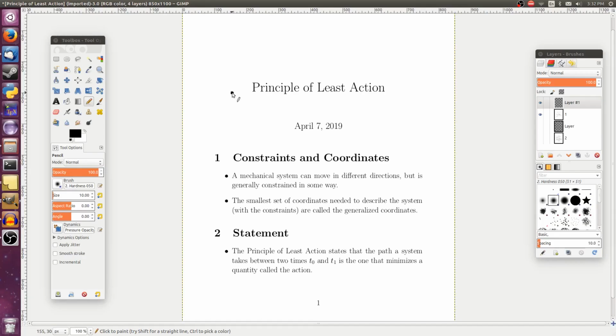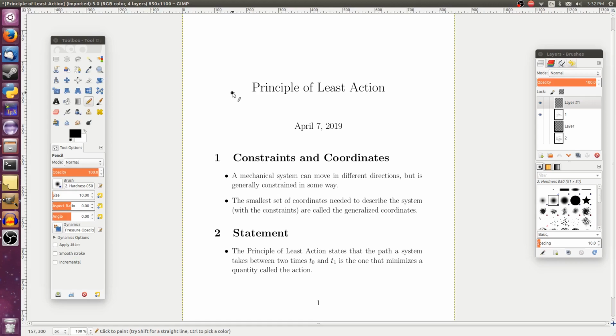Alright, so today we're going to talk about the principle of least action, which is probably my favorite physics topic. Before we get to it though, we need to talk about constraints and coordinates, because those are going to make the problems that we eventually want to solve a lot easier.